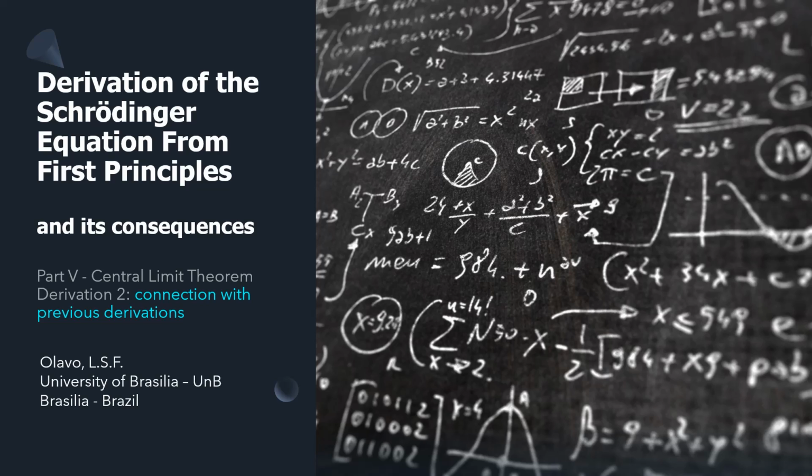Hi, now that we have presented the central limit theorem and its derivation, let's show how it connects itself with the previous derivations of the Schrödinger equation. It is somewhat easy to do that because both derivations use the same construct, which is the characteristic function.